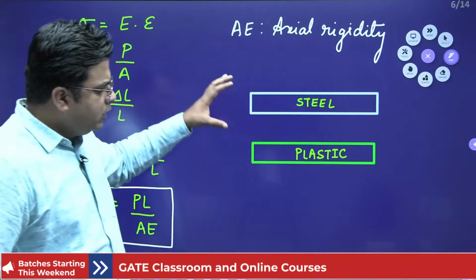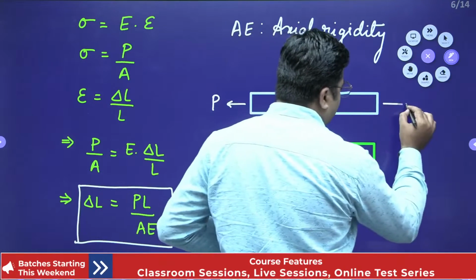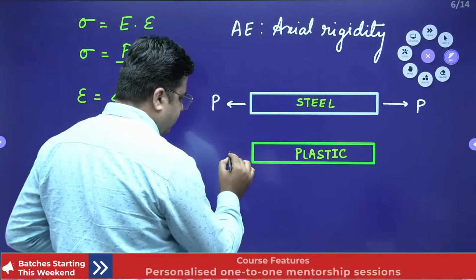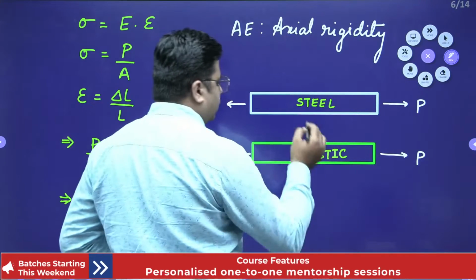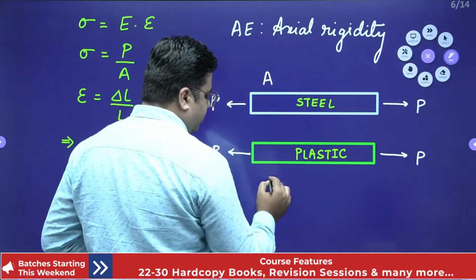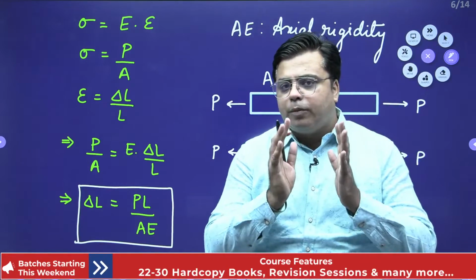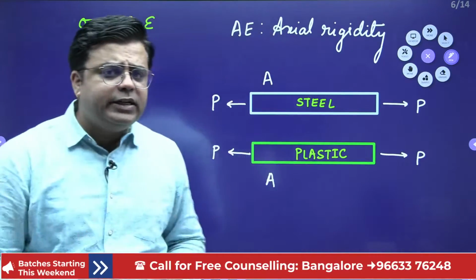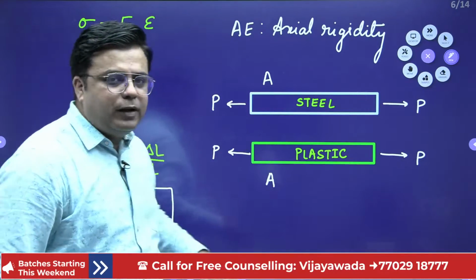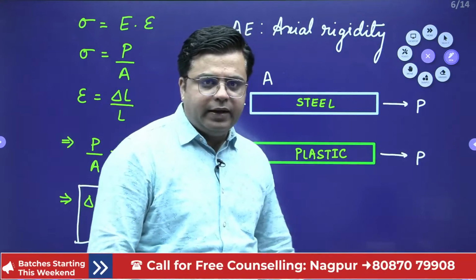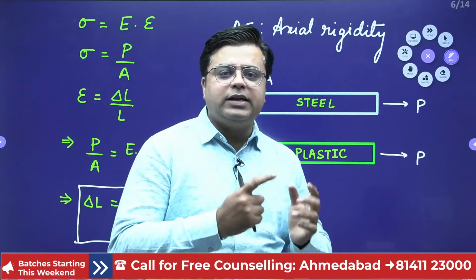If you apply the same P load over both the bars, and the cross-sectional area A for both the bars is also the same, I think it is very easy to understand that the plastic bar will be easy to deform, whereas for the steel bar, more internal resisting force will be there against the deformation.